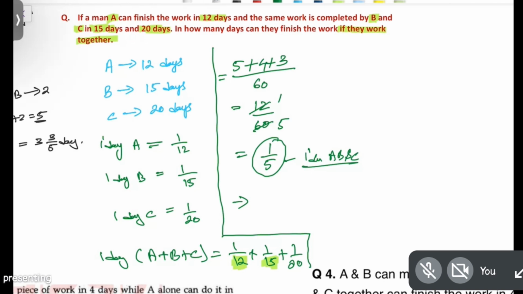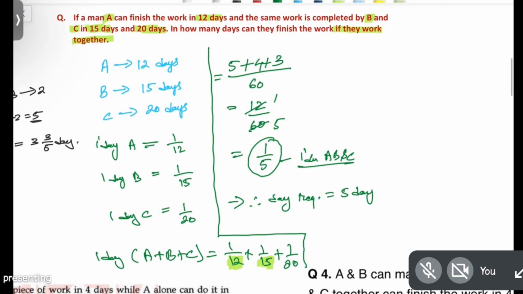So if I take the reciprocal of this, I'll just write days required is nothing but 5 days, because the reciprocal of 1 by 5 is 5 by 1, which simply means 5 days. Clear with this? Yeah, that's the basic approach.